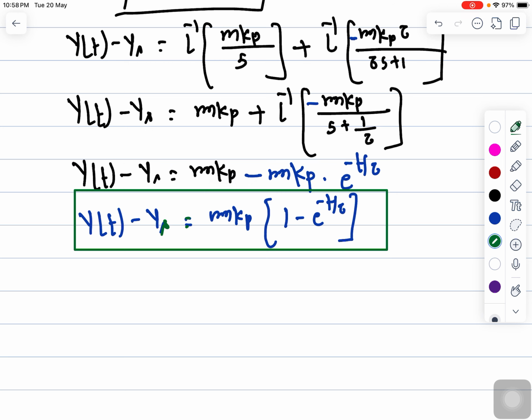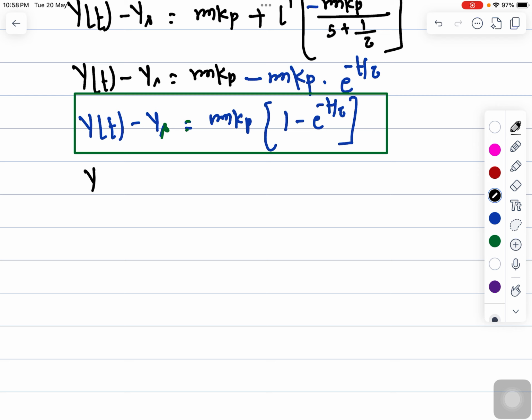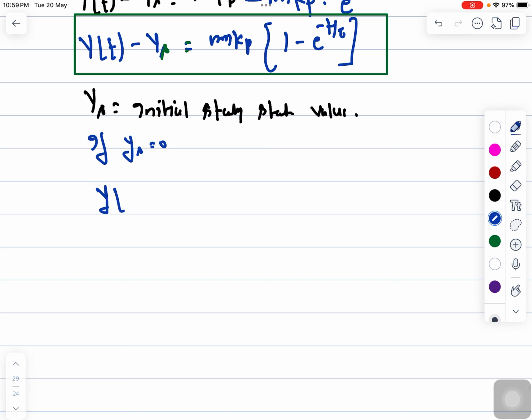So here, this ys is called the initial steady state value, right? So there will be some value. Let's say if ys is 0, then directly you can write y(t) as M Kp into 1 minus e to the power minus t by tau. Is that clear? So this will be your equation.